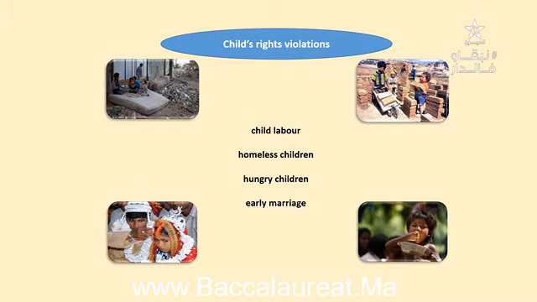Child labor, homeless children, hungry children, early marriage. Correction, please. Picture 1 is about, good, homeless children. Picture 2, very good, child labor. Picture 3, early marriage. Last one, picture 4, hungry children. Very good. Now let's move on to the next task.